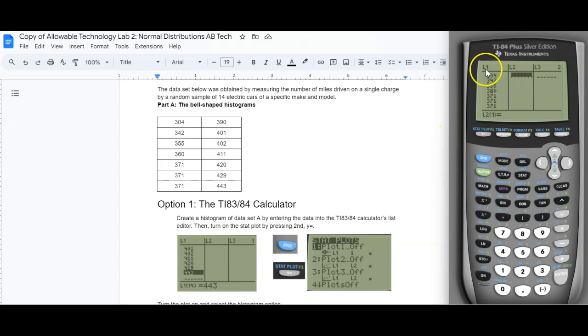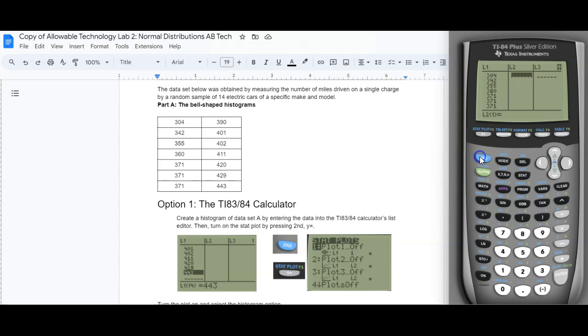All right, if you don't see list 1, you want to press stat, go to setup editor, and hit enter a couple times, and your list 1 will appear, okay? But if you see your list, just stat, edit, type your numbers in there. Okay, so once you've got your numbers in, you want to press second, y equals.